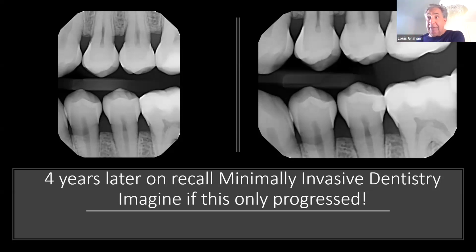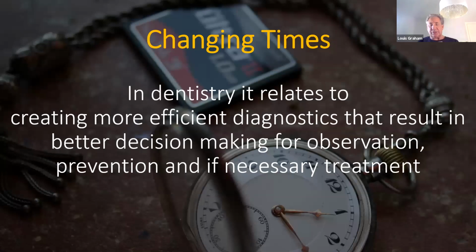What's beautiful about CariView is you can actually track early enamel breakdown, even deeper enamel breakdown, and see if it progresses. And if it's not, you can warrant doing nothing or warrant using Icon interproximally to literally infiltrate and seal that area. And again, that's just part of an overall diagnostic course. So these are changing times in dentistry, and it relates to creating far more efficient diagnostics that result in better decision-making for observation, if that's what is needed, for prevention, or if necessary, treatment.